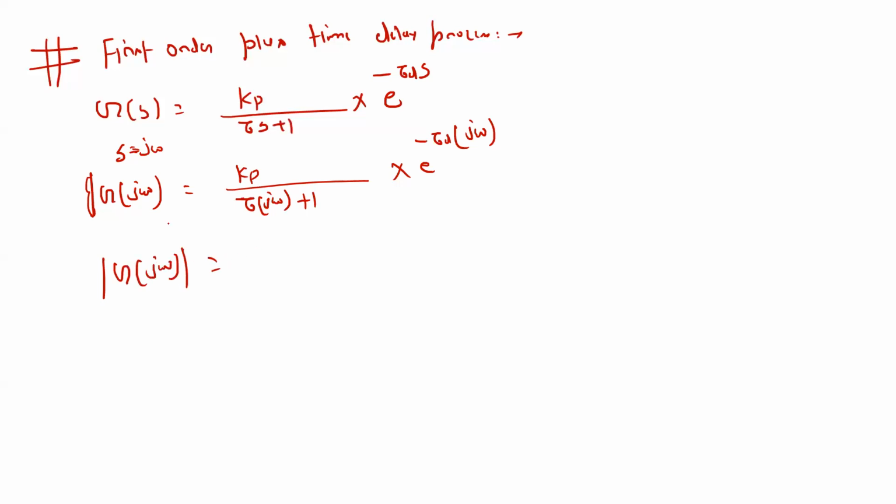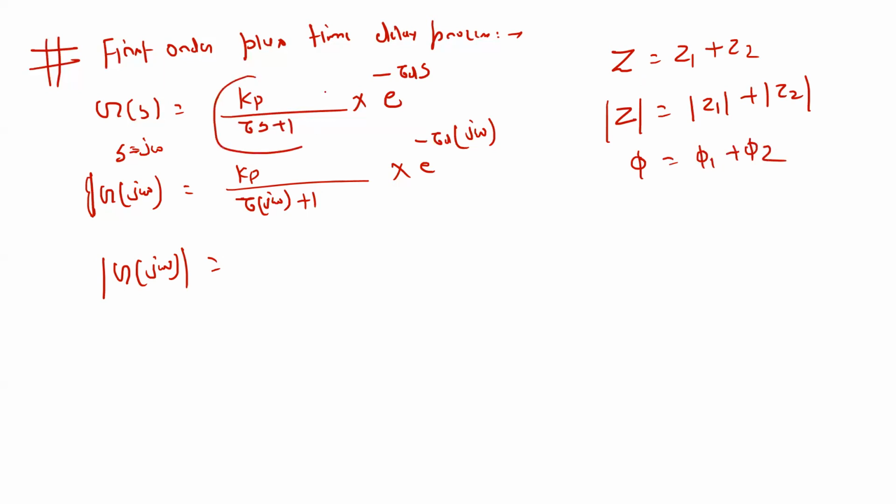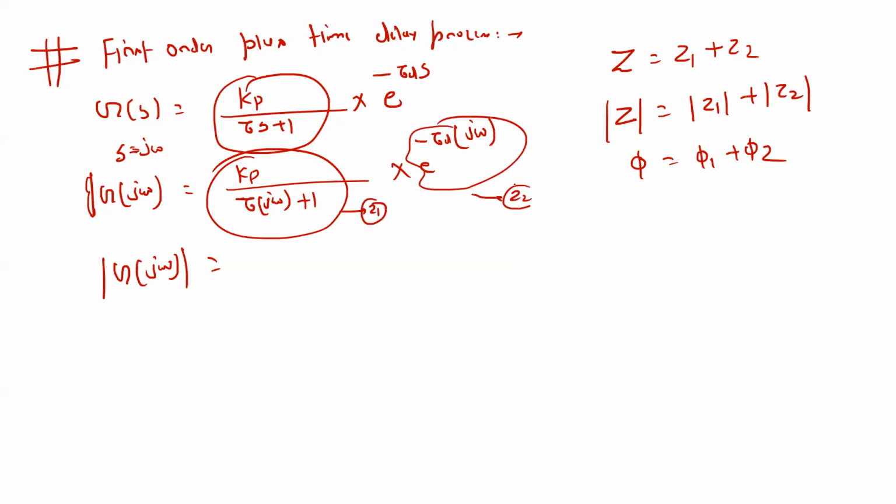Whenever you talk about this, I have told you that if I want to calculate z as the product of two complex numbers z1 and z2, then I can calculate mod of z equals mod of z1 times mod of z2, and phi equals phi 1 plus phi 2. So here I'll get a complex number in this form. This one is the second complex number. So I can assume that one is Z1, that one is Z2. Fine.